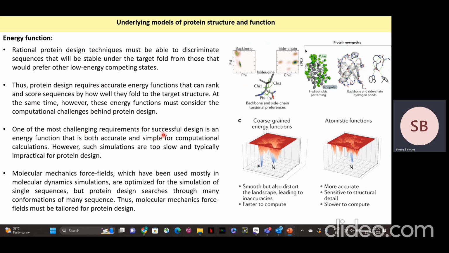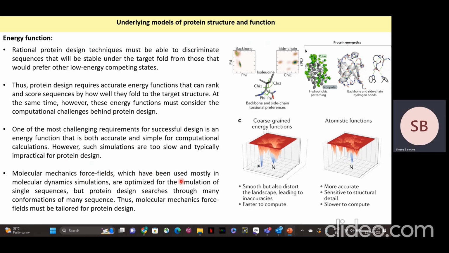One of the most challenging requirements for the successful design by this energy function is both accurate and simple computational calculations. The problem is that if we want a very accurate prediction, the simulations become too slow and impractical for design. But if we have a fast simulation, then the results are not that accurate. So that is the most challenging problem.